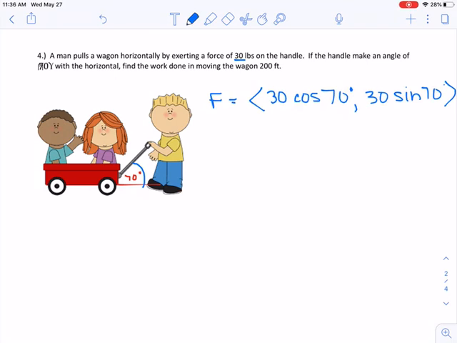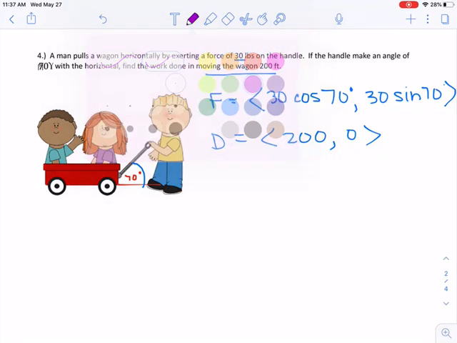I also need to find my distance vector. How far did I travel? Well, it says that I'm going to move 200 feet. So I'm going to go forward 200 feet, up 0. Now that I have a force vector and a distance vector, let's find our work.